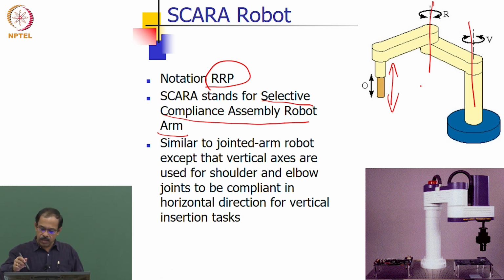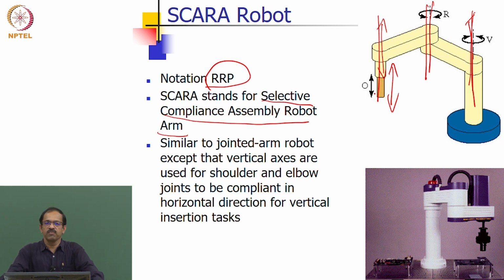So the peculiar design feature here is that all the axes are vertical. You can see all the joints are in vertical direction. All the axes of rotation are in vertical direction. There are no other joint axes. Everything is in vertical direction, and therefore it provides compliance in the other plane. So that is the advantage of this.